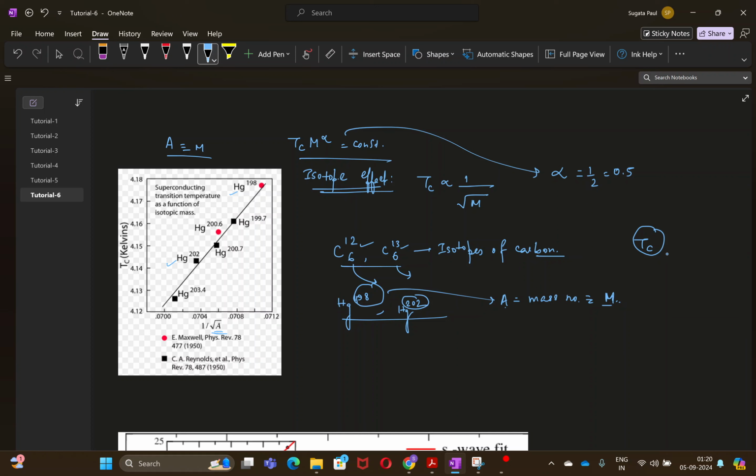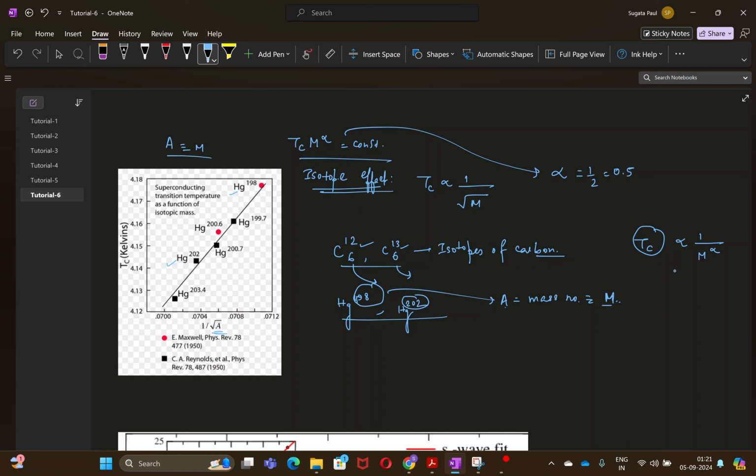And what is that dependence? It is basically that Tc is proportional to 1 by m to the power alpha, where alpha is some particular exponent and m is the isotopic mass. Or in other words, there is an inversely proportional relation. That means if you somehow increase the mass number of the isotope, then your Tc will decrease, and if you decrease the mass number of the isotope, then your Tc is supposed to increase, right?